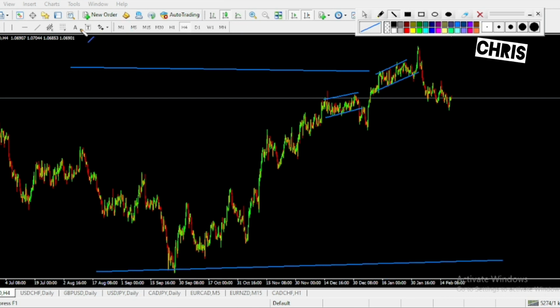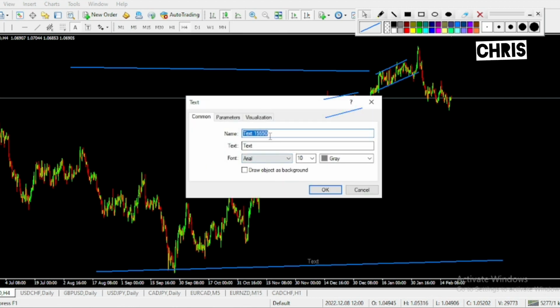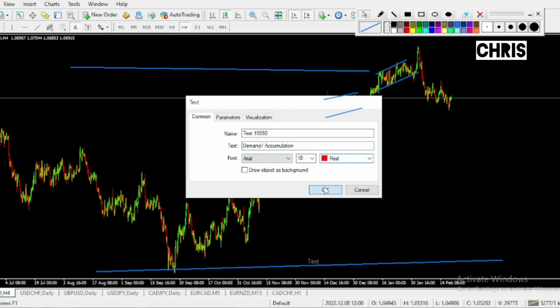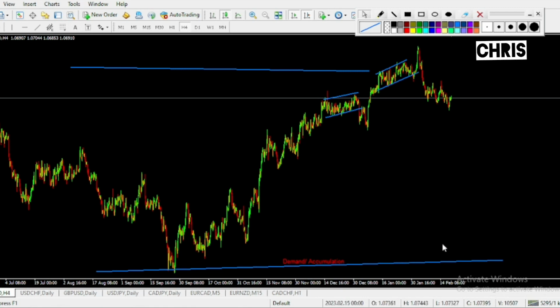So this is the demand. This is what we call the areas of demand. I'll name it as the demand. Demand is also called areas of accumulation, the accumulation zone. Let me change this color to something like red. So this is the demand or accumulation zone.